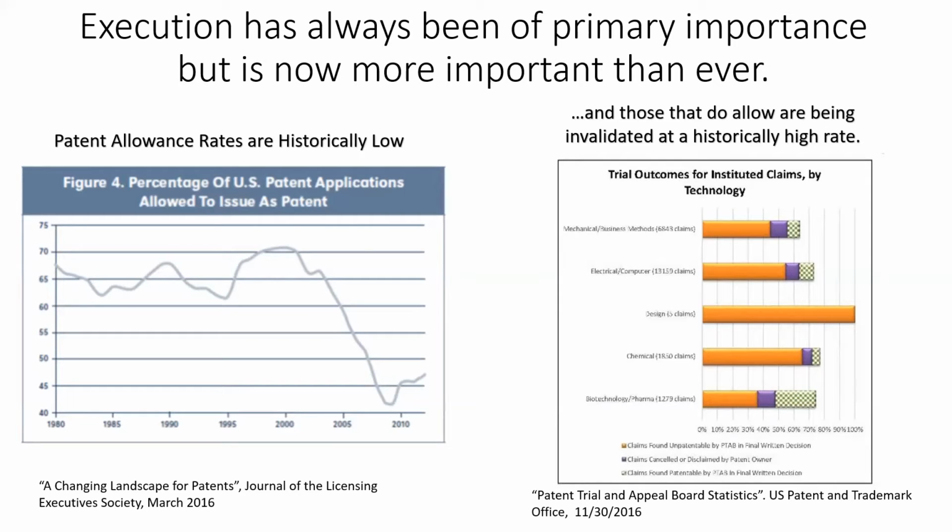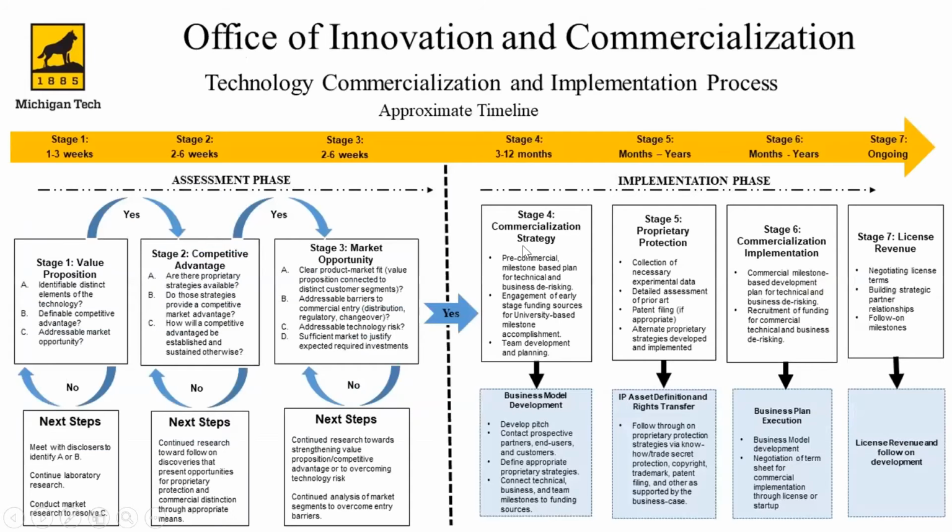The bar chart on the right is the invalidity rate of patents that go to trial. And the orange bar is the percentage of patents in that field that go to trial and are invalidated. You will see one of the bars goes across the whole thing. Every patent that went to trial in that year in that field was invalidated. So they're harder to get, they're harder to uphold. So execution is critically important.